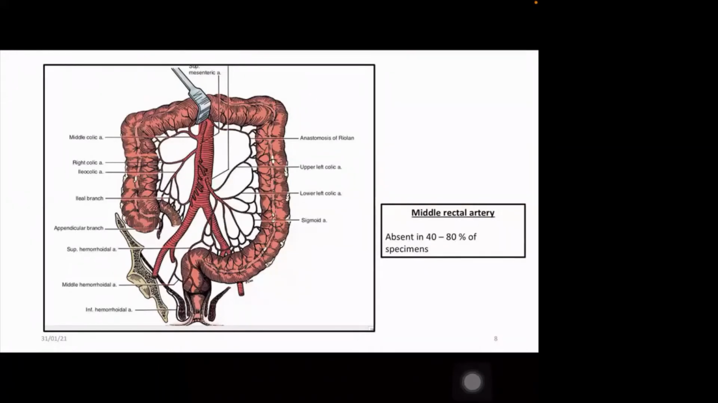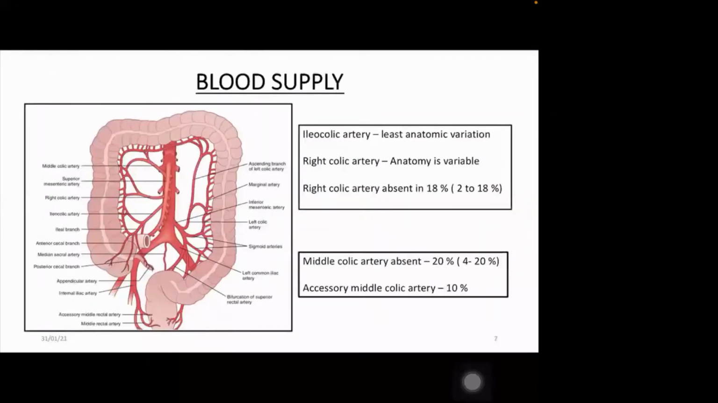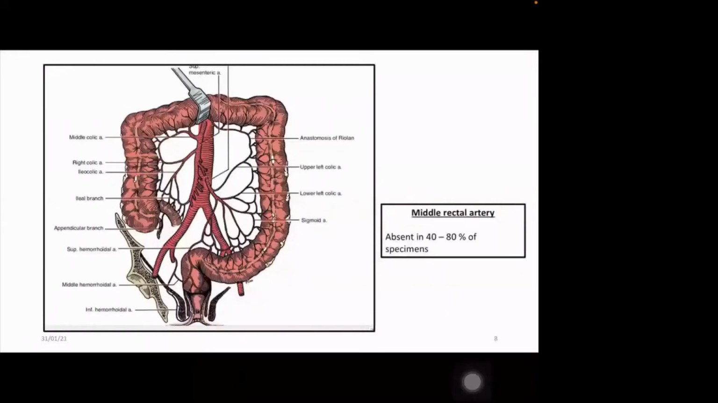Fine. Okay. So apart from that, I told you before, the right colic artery as well as the middle colic artery, the anatomy is variable, and approximately they are absent in around 20% of the people. The middle rectal artery, as I told before, rectum is supplied by 3 arteries. One is the continuation of the IMA, which is the superior rectal artery. The next is the middle rectal artery, which is a branch from the internal iliac artery. The next is the inferior rectal artery, which is a branch from the internal pudendal branch of the internal iliac artery. The most important is the middle rectal artery.